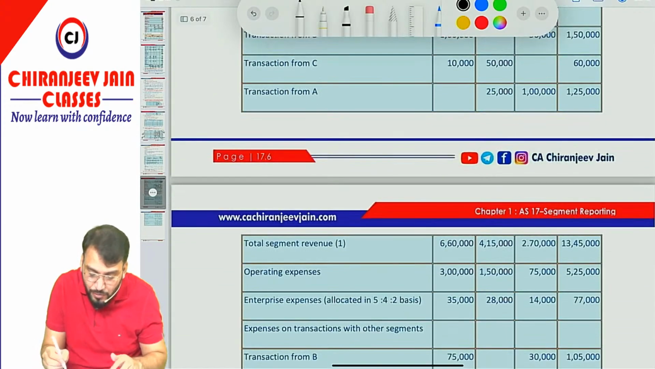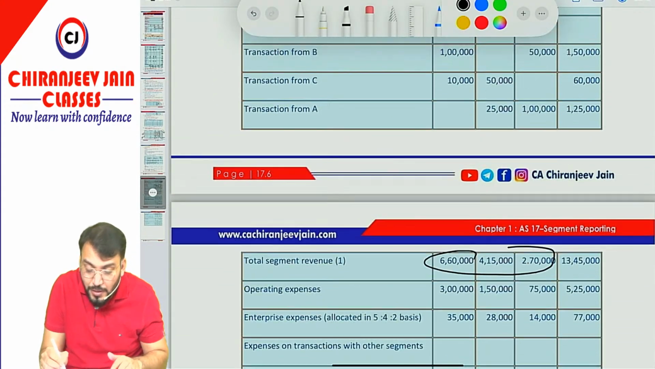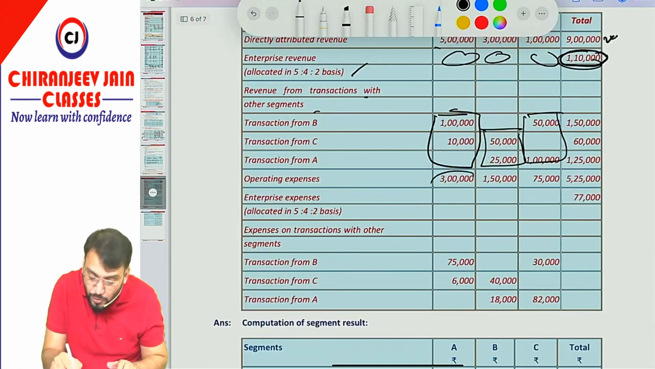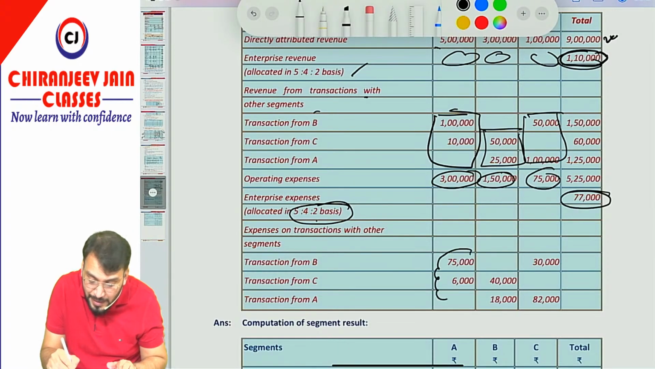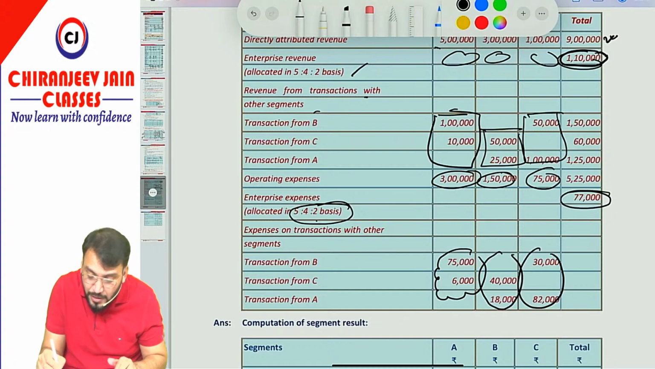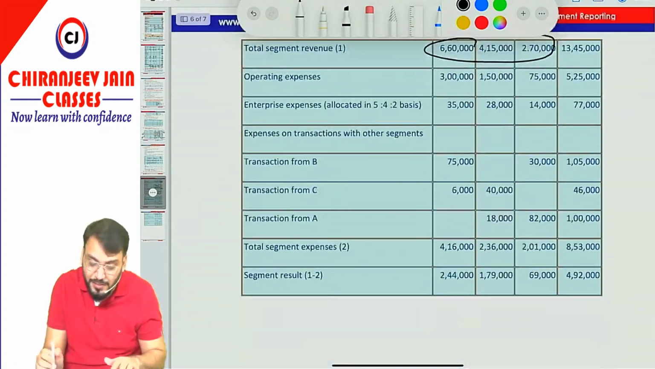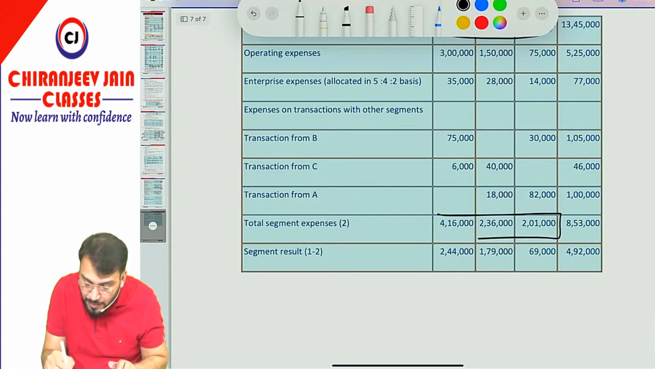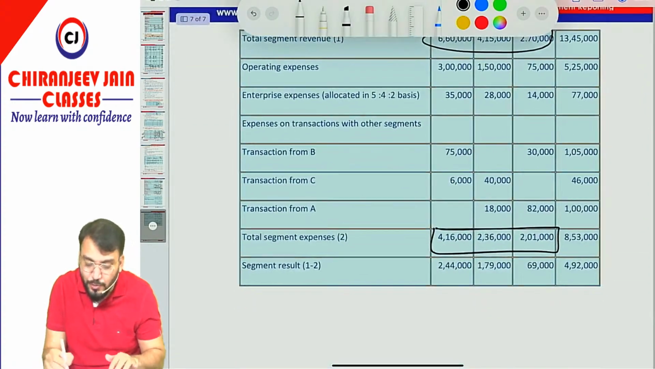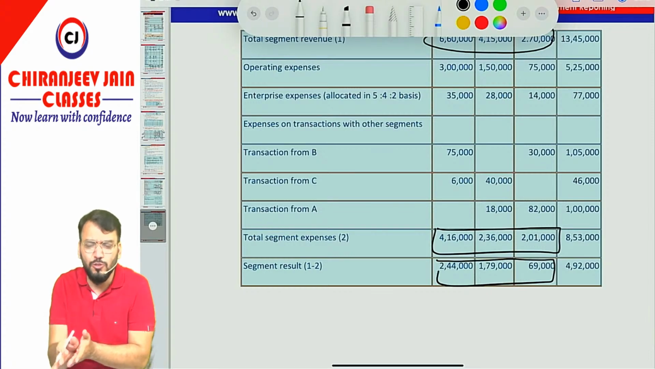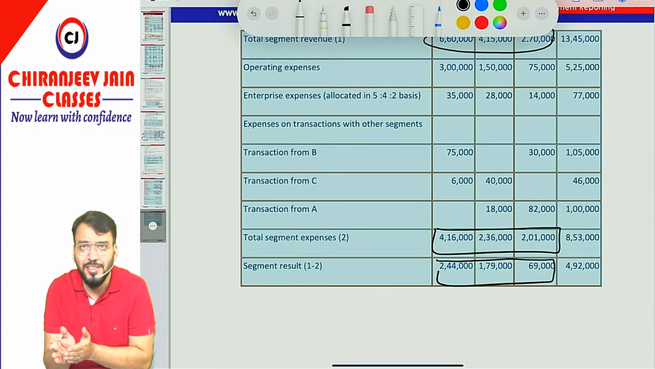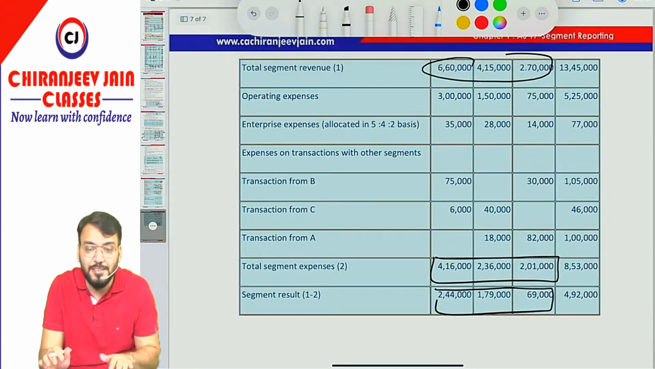So they have first calculated total segment revenue, then they have given operating expense, okay, then they give enterprise expenses which can be allocated on a 5:4:2 basis, we can allocate this, then they have given inter-segment expense also, this you can add, plus so we can find out total segment expense. And then total segment revenue minus total segment expense will be total segment result. It is very simple, a new question has been introduced, you can do it on your own, chalega na. This question is also expected in the exam.